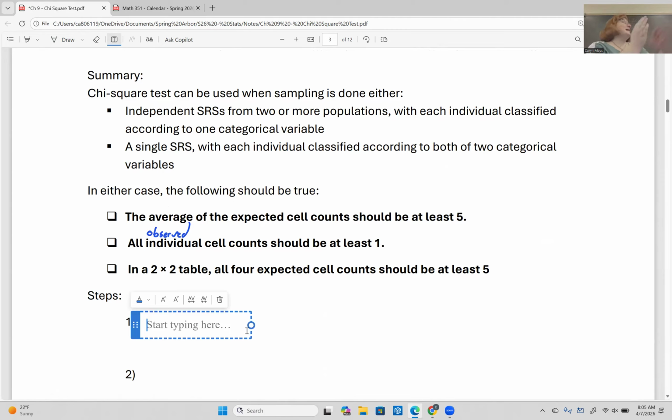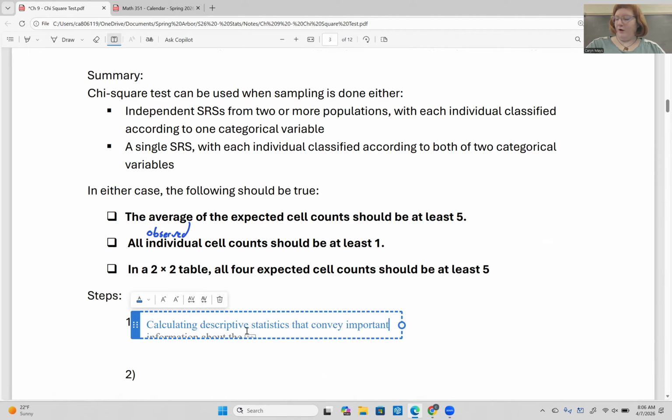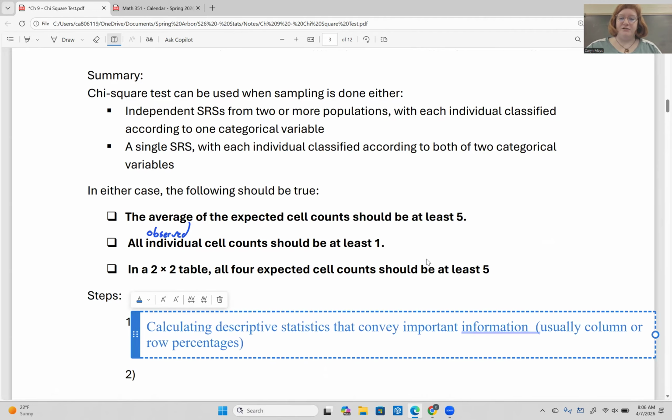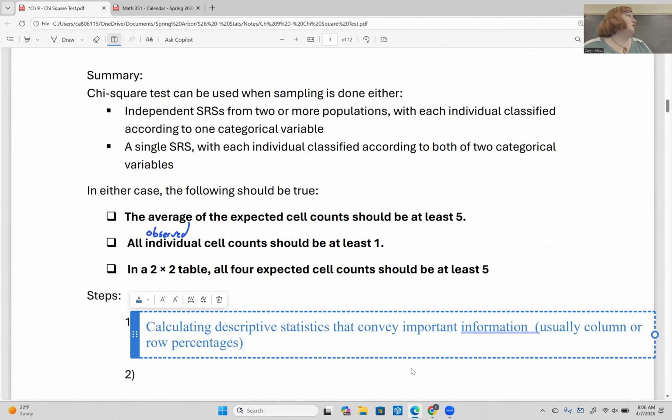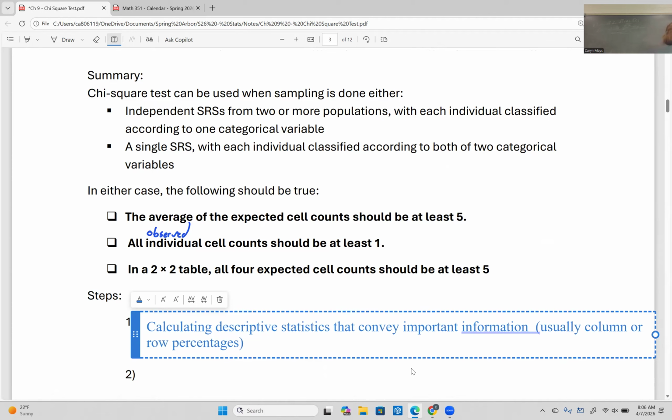Step 1 goes back to chapter 2. The thing we did in chapter 2 is step 1, calculating descriptive statistics that convey some important information about the two populations. This is usually column or row percentages. Again, these were what you were generally asked to do in your chapter 2 homework items.